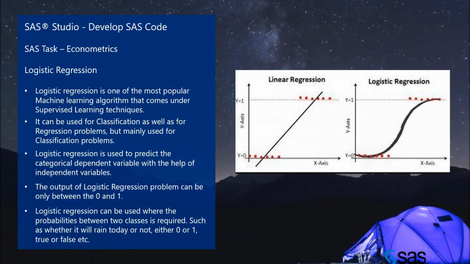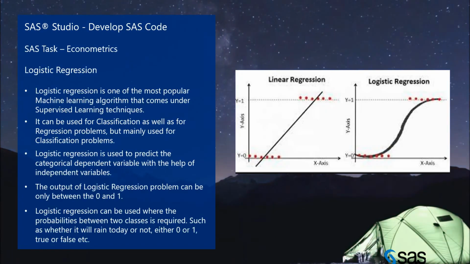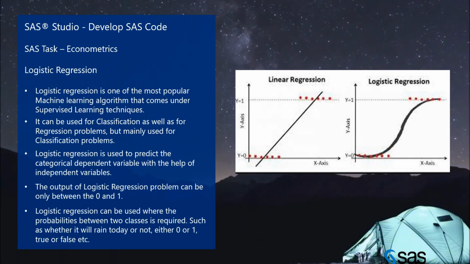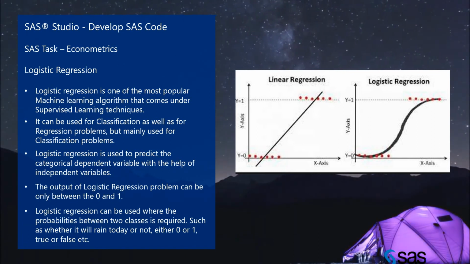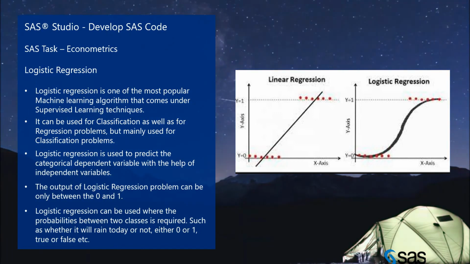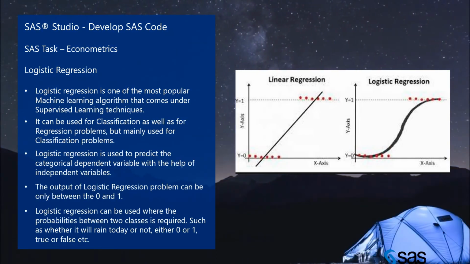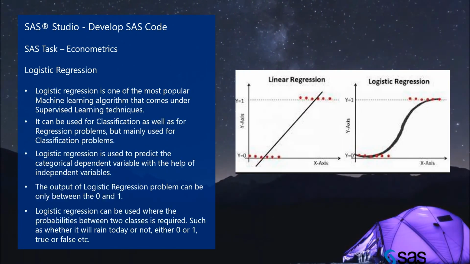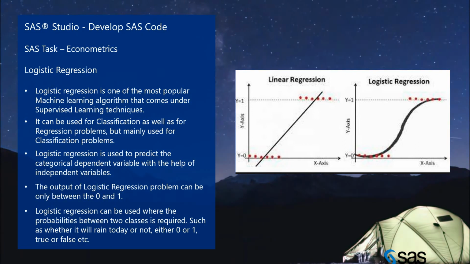Logistic regression can be used where probabilities between two classes are required, such as yes or no. There are two category variables, such as whether it is raining today or not. Either 0 and 1, or true and false, we can say.